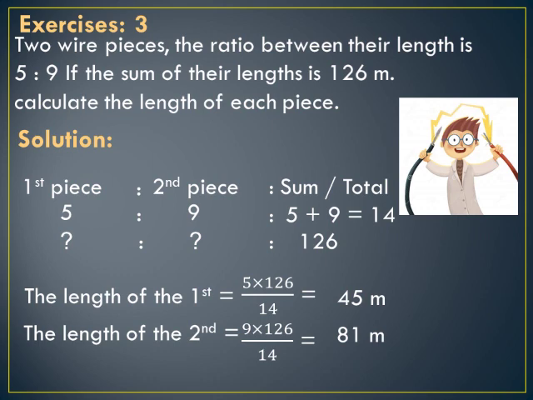Okay, again, I have two wires, first piece and second piece, and their sum. The ratio between them is 5 to 9, and their sum is 126 meters. Make plus to the ratio and put 126 under it. 5 plus 9 is 14. Put 126 under 14. To get the first piece, hide the second and make scissors. To get the second, hide the first and make scissors. Okay?